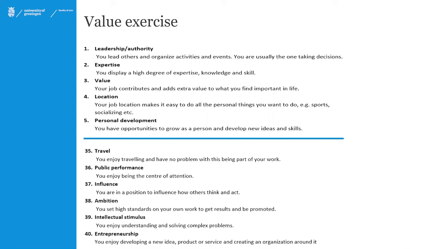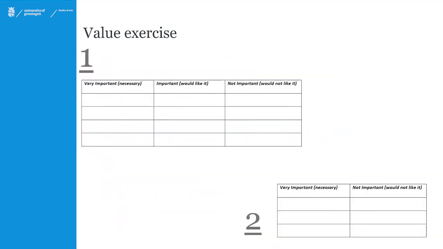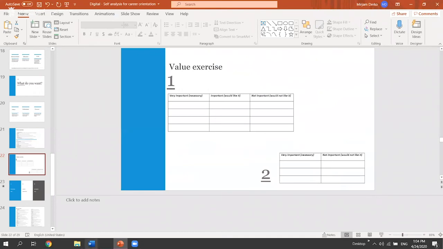You will be presented with a list of 40 values, which are all related to work and or personal life. And these values represent what you think is important in your future career, but also depending on who you are, some values are more important to you than to others. So the exercise consists of 2 parts. Part 1 is where you're going to list all the 40 values in these 3 boxes, ranging from very important, important, and not important. And in the second part of the exercise, you're going to list 3 very important values in the first box and 3 not important values in the second box. I'm going to show you how to do this.